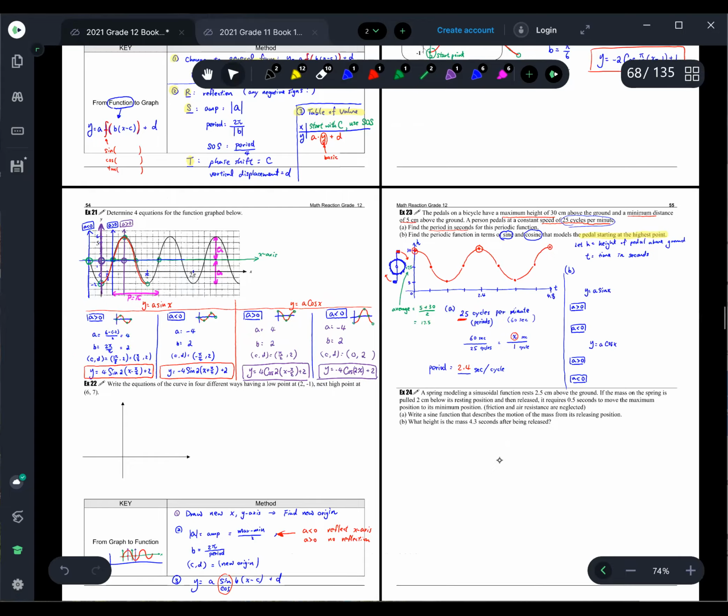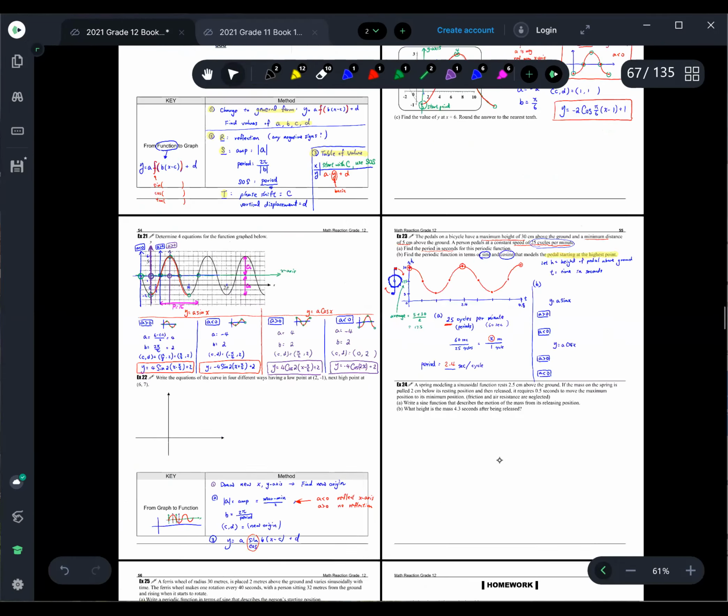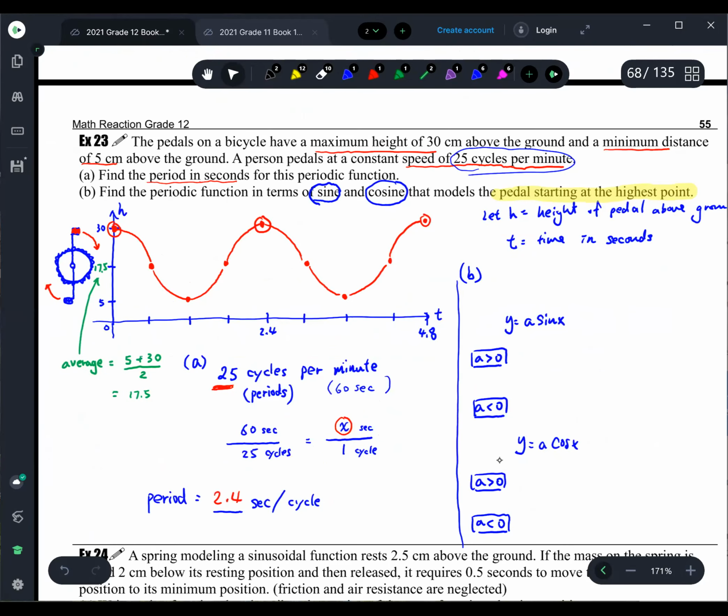So remember to go over this summary. You have to draw your own new X and Y axis, get the new origin, and then find A, B, C, D. When you choose the Y axis, pick the one that's closest to the original one, closest to the 0, 0.